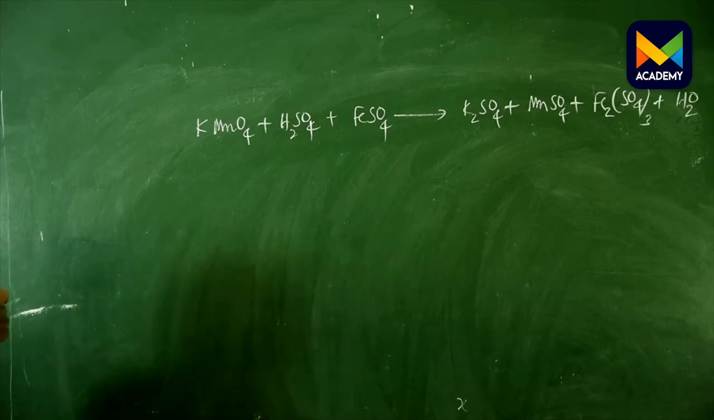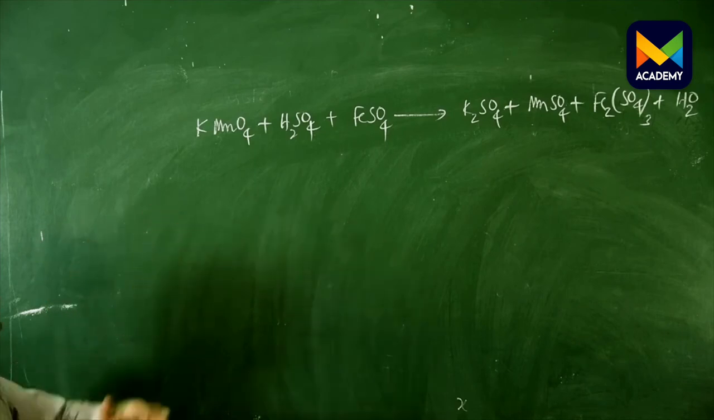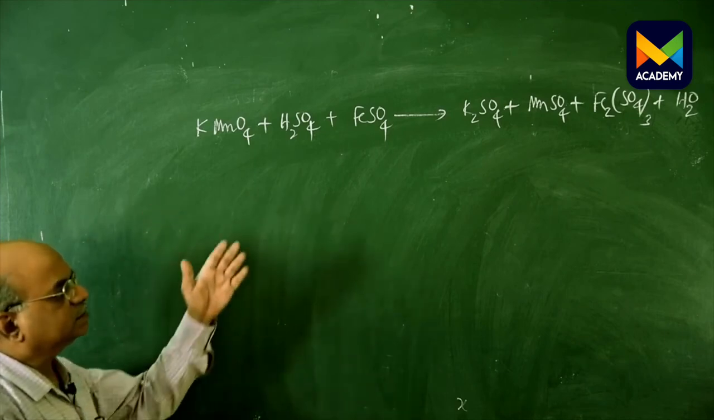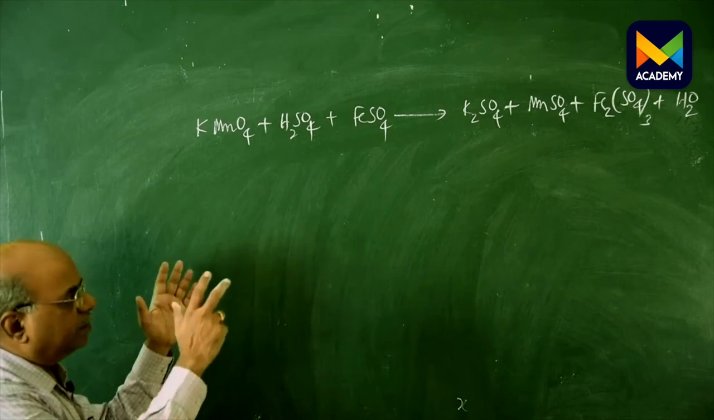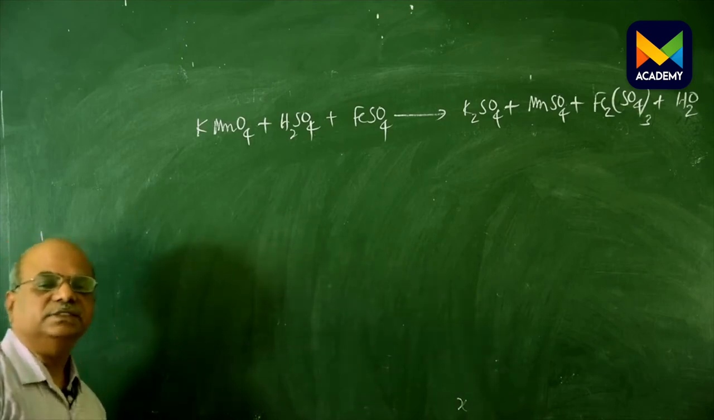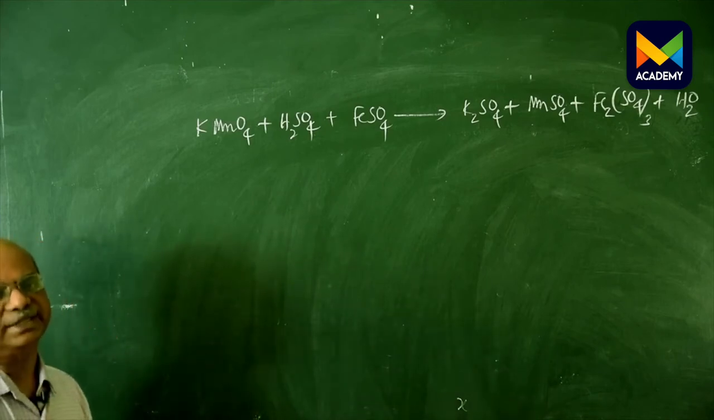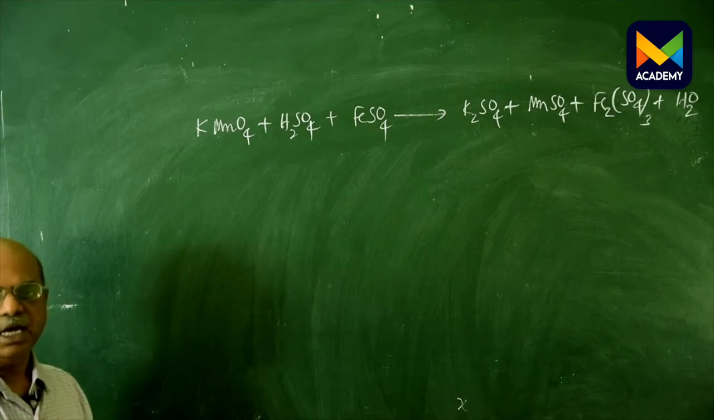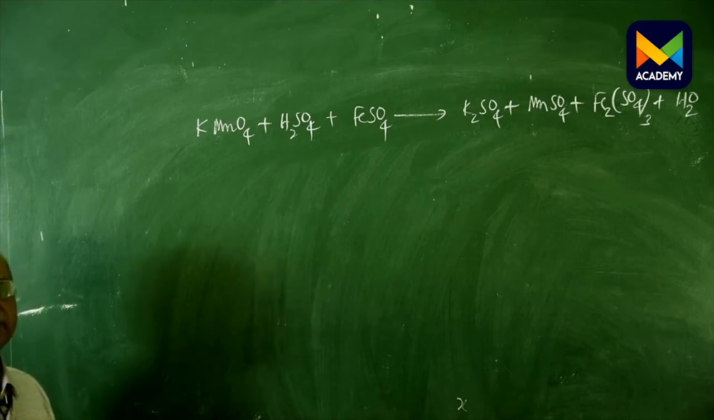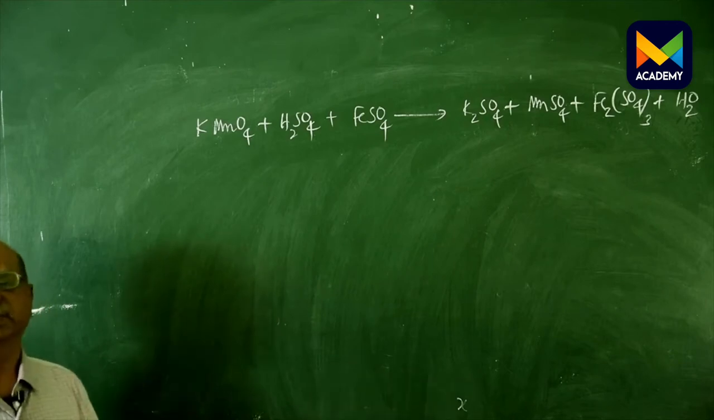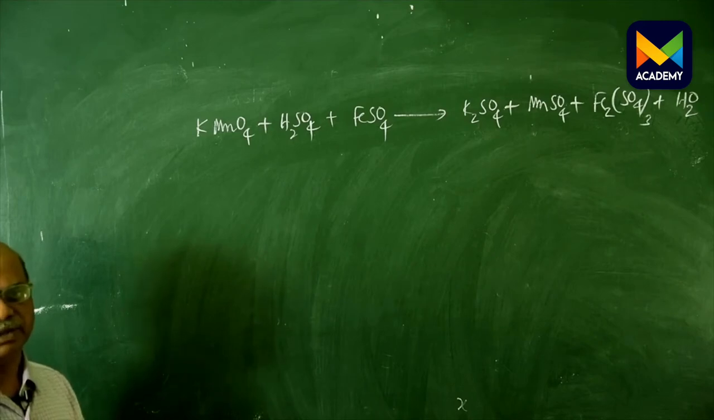Potassium permanganate is an oxidizing agent under acidified conditions, oxidizing ferrous sulfate to ferric sulfate and itself reduces to manganese sulfate. If a redox reaction like this is given, we have two options to balance it. One is the oxidation number method, the other the ion electron method. But from an objective examination point of view, always practice the oxidation number method, which is quick, easier, and faster to complete compared to the ion electron method.